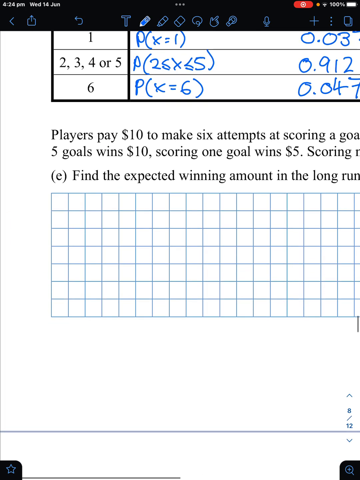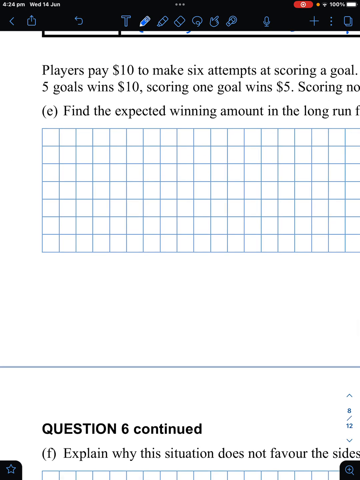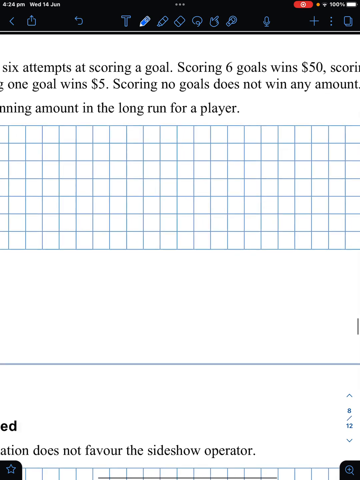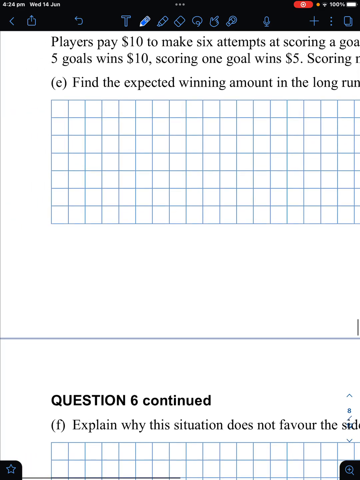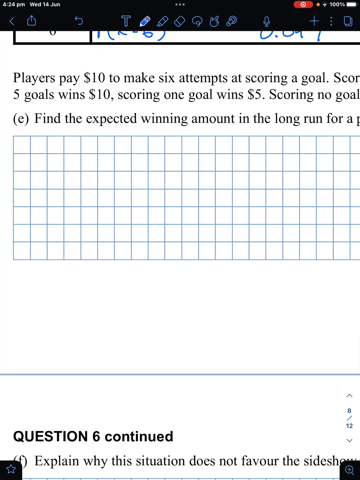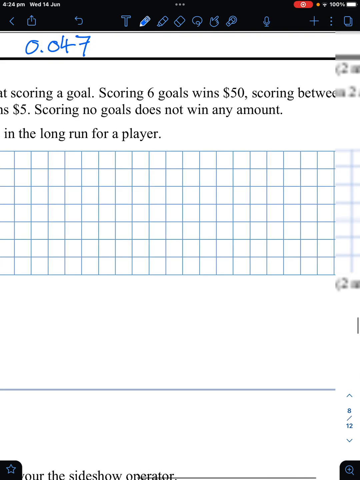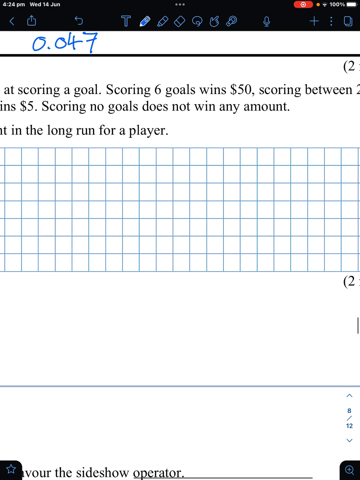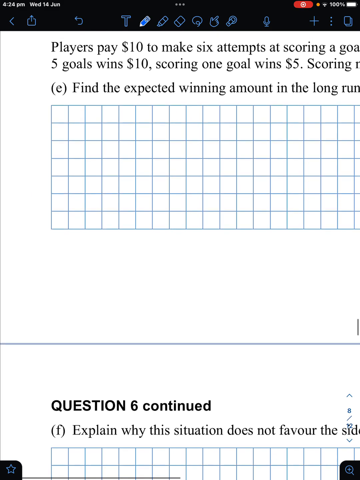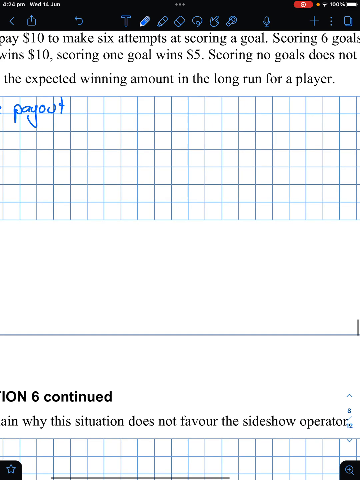Okay, players pay $10 to make 6 attempts at scoring goals. Scoring 6 goals wins you $50. Scoring between 2 and 5 goals wins you $10, and scoring 1 goal wins you $5. Scoring no goals does not win any amount. So you're looking at Y. So Y is the payout from the results of X?